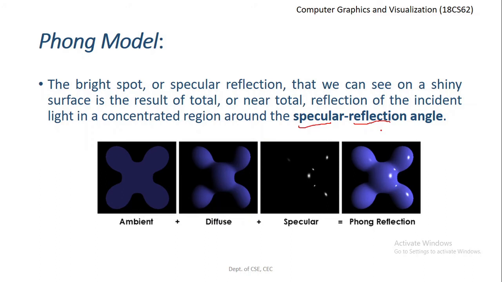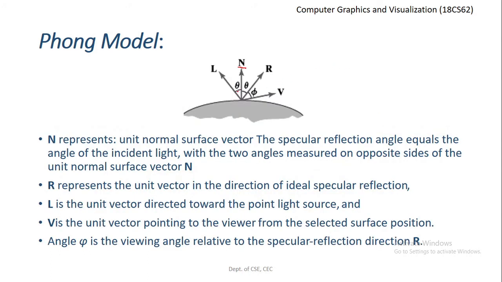The specular reflection is caused by the result of total or near total reflection of the incident light in a concentrated region around this specular reflection angle, which is represented by the angle theta here. So that is the first vector: the unit surface normal vector n. Then we have one more vector called the vector r. It represents the unit vector in the direction of the ideal specular reflection. So this will be the direction of the ideal specular reflection.